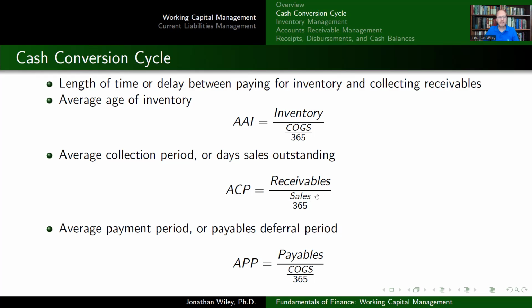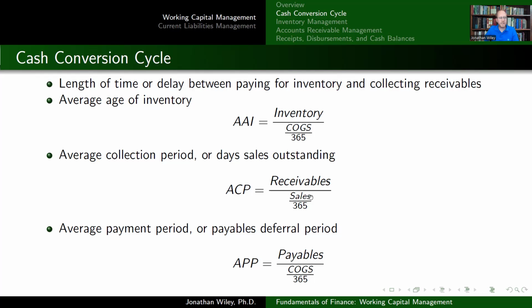Now, if we're using sales, if you think about this, the highest sales on account would be to be equal to sales. And that would mean that if I'm using sales, I'm using a higher number here than probably is accurate, which means it's going to look like I'm collecting faster than I really am. So if I really actually had sales on account, I'd have a smaller number because sales on account is going to be a subset of total sales, right?